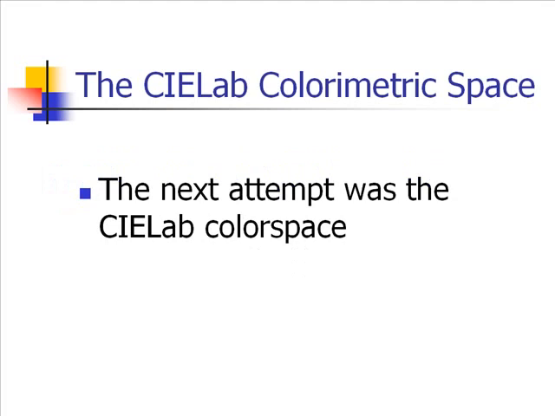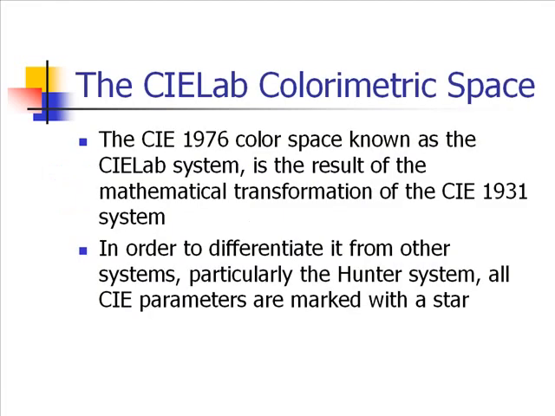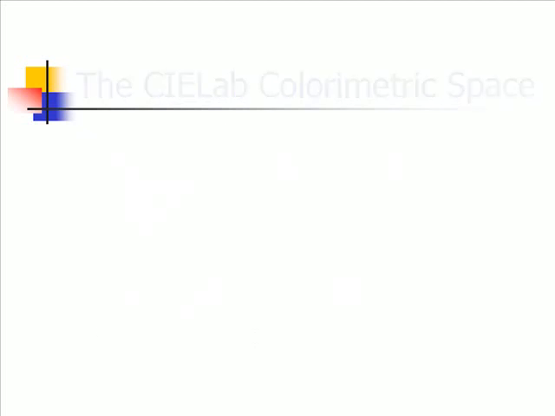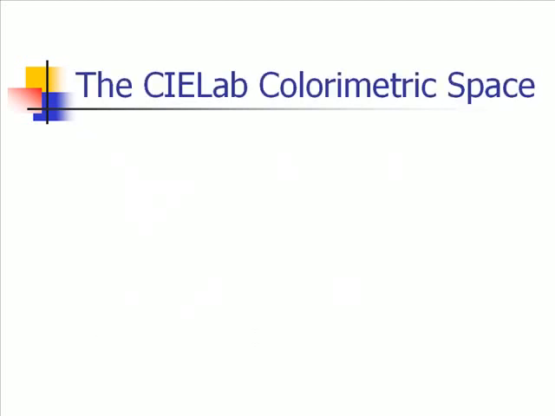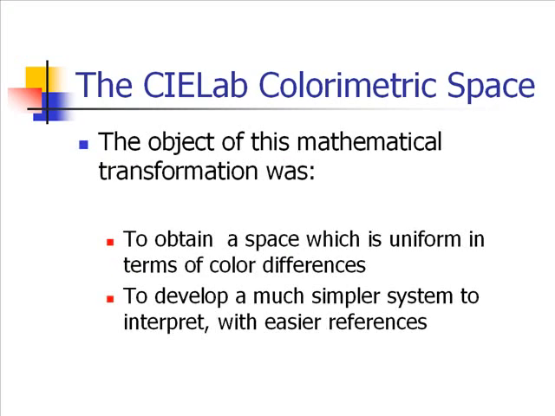Next attempt was CIELAB color space. The CIE 1976 color space, known as the CIELAB system, is the result of mathematical transformations of the 1931 system. In order to differentiate from other systems, particularly the Hunter system, all CIE parameters are marked with a star, L*a*b*, like that. You see the asterisk after the letters, that means CIELAB. If not, it means Hunter Lab, officially, although you'll see the asterisk omitted a lot of the time.